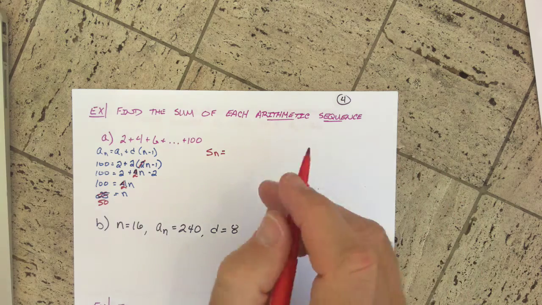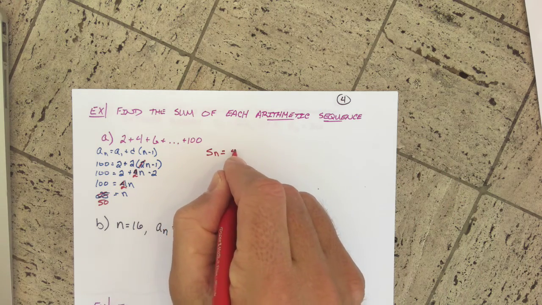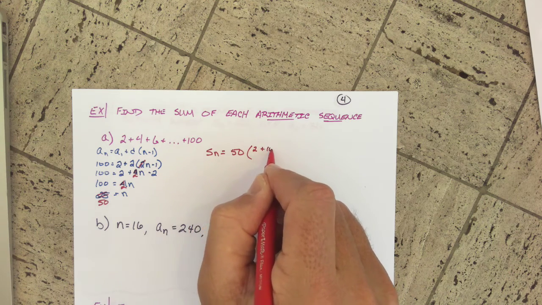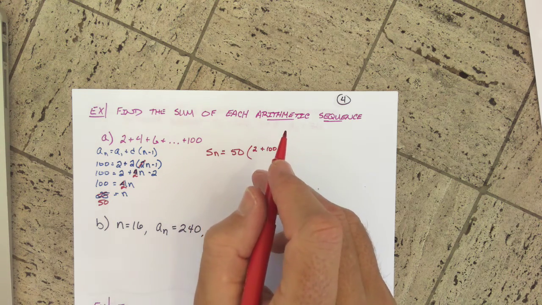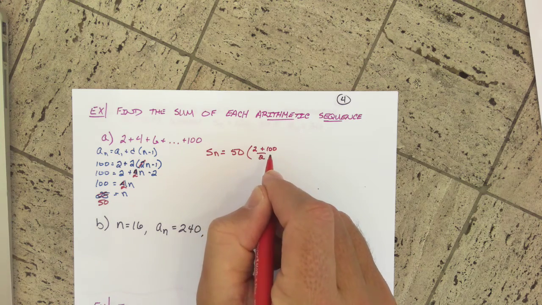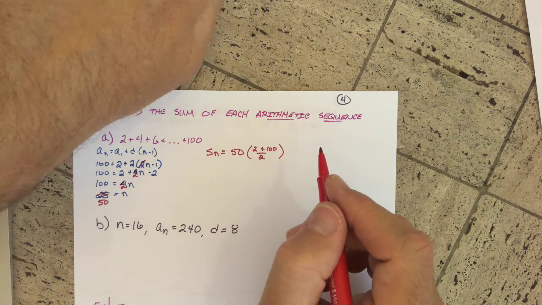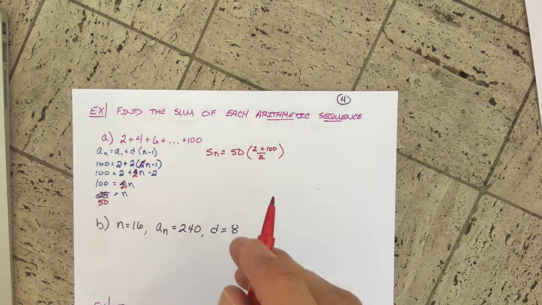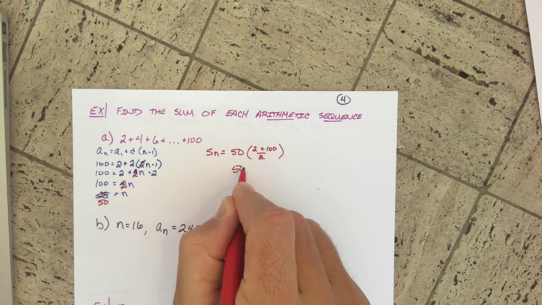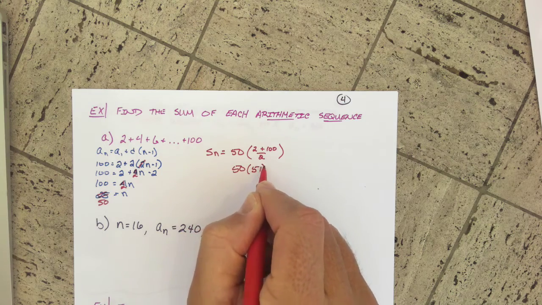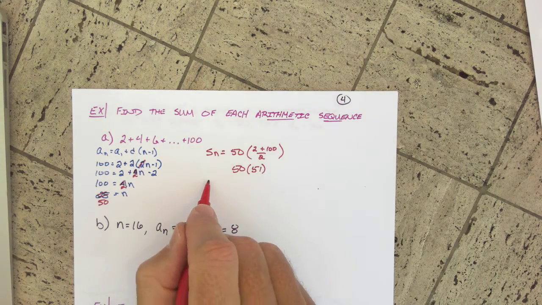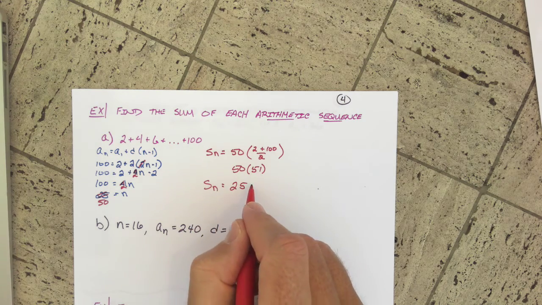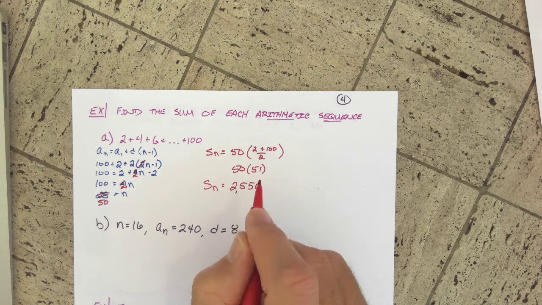So we'll add S sub n equals 50. Our first term, 2. Our last term in this example, 100. All divided by 2. So that's going to give us 50 times 51. So our sum, 2,550. Sorry about the mistake there.